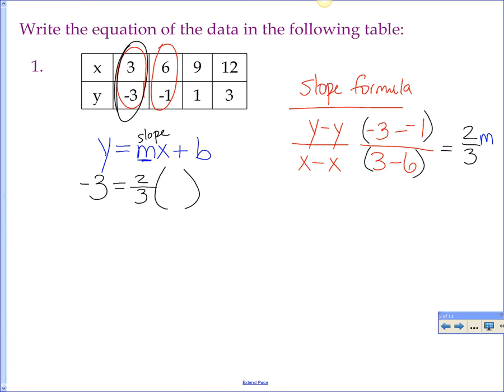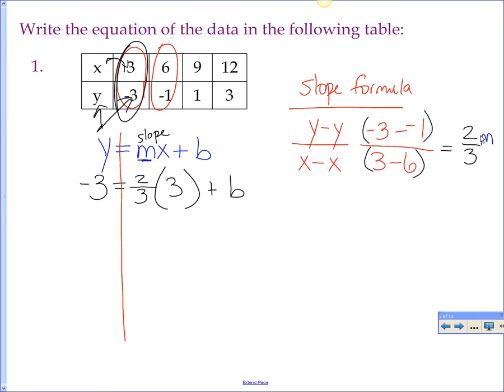Then I have to plug in for x, which is 3. Remember, I picked -3 for my y, so I have to pick x is 3. I have to pick the same pair. And then you're going to put plus b. All right, same thing we did yesterday.